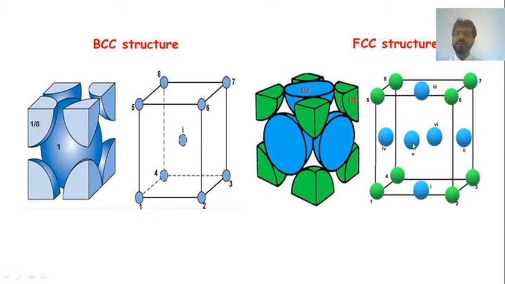And in the FCC type of structure, similarly, 8 atoms are located at the 8 corners of the unit cell and 6 atoms are located at the center of the 6 faces of the unit cell.